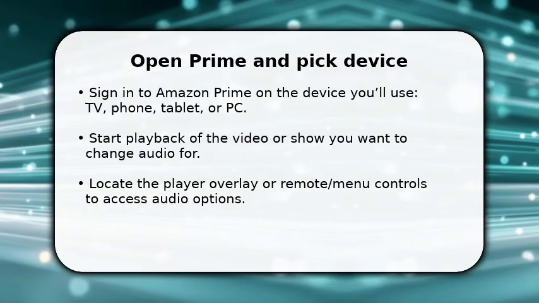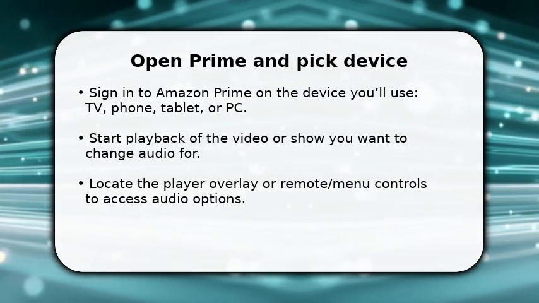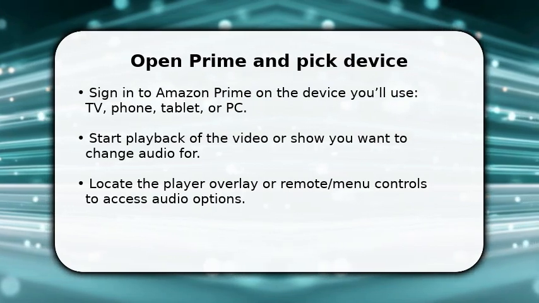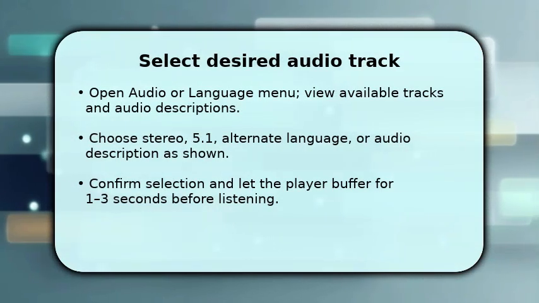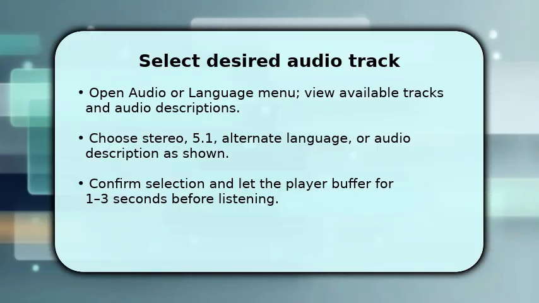While the video plays, look for audio or a language list. That's where you'll make the change. Once you open audio, scan the available tracks and pick the one you want: alternate language, 5.1 surround, stereo, or audio description. You select it so Prime switches streams.